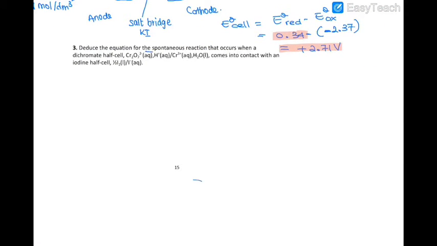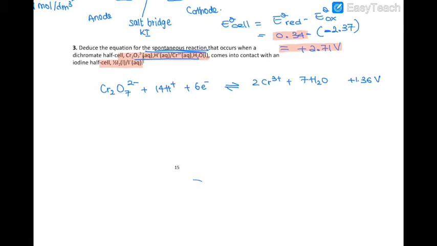You have to deduce the equation for the spontaneous reaction. So the two half cells are provided. You have one half cell here and another half cell here. You're going to use the data booklet. Look for the equation corresponding to this one first here, and then for the other half cell.